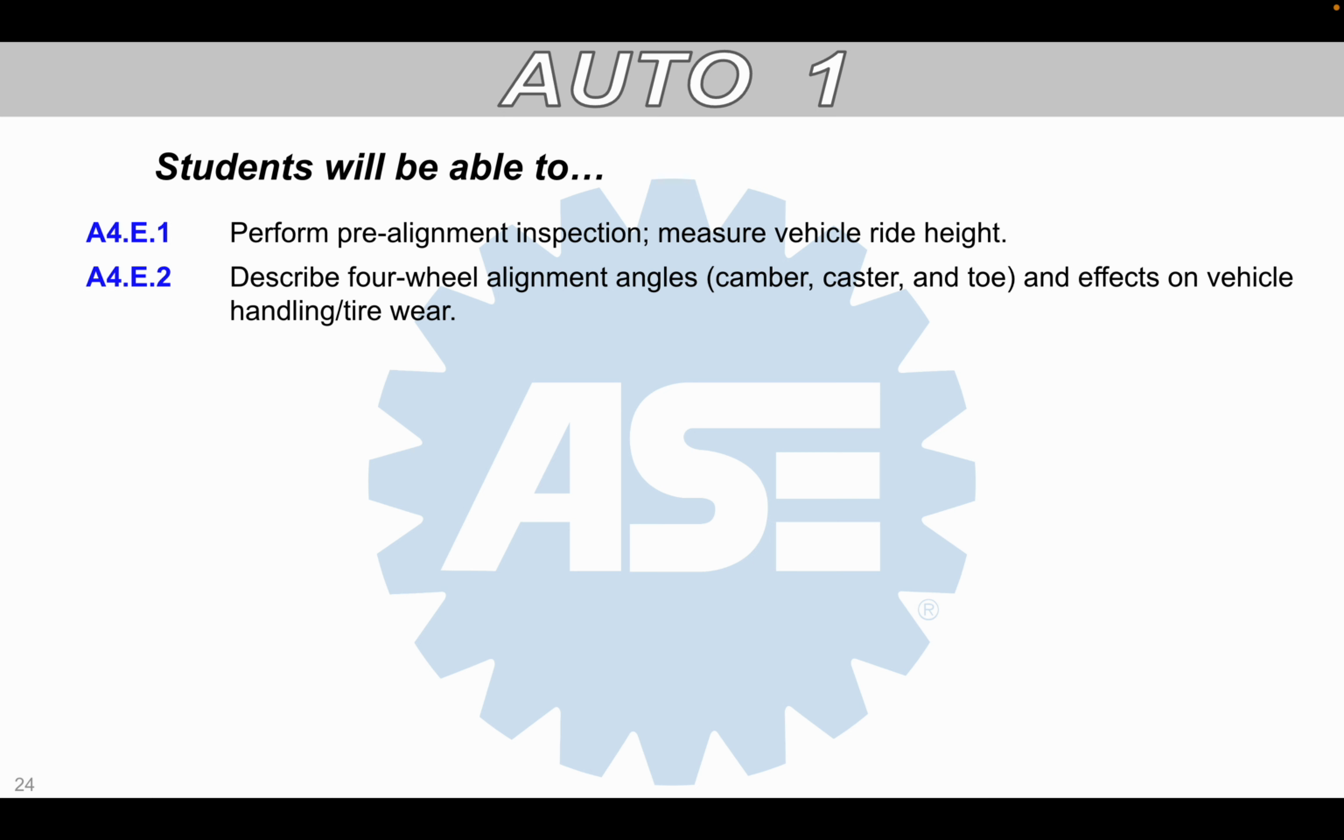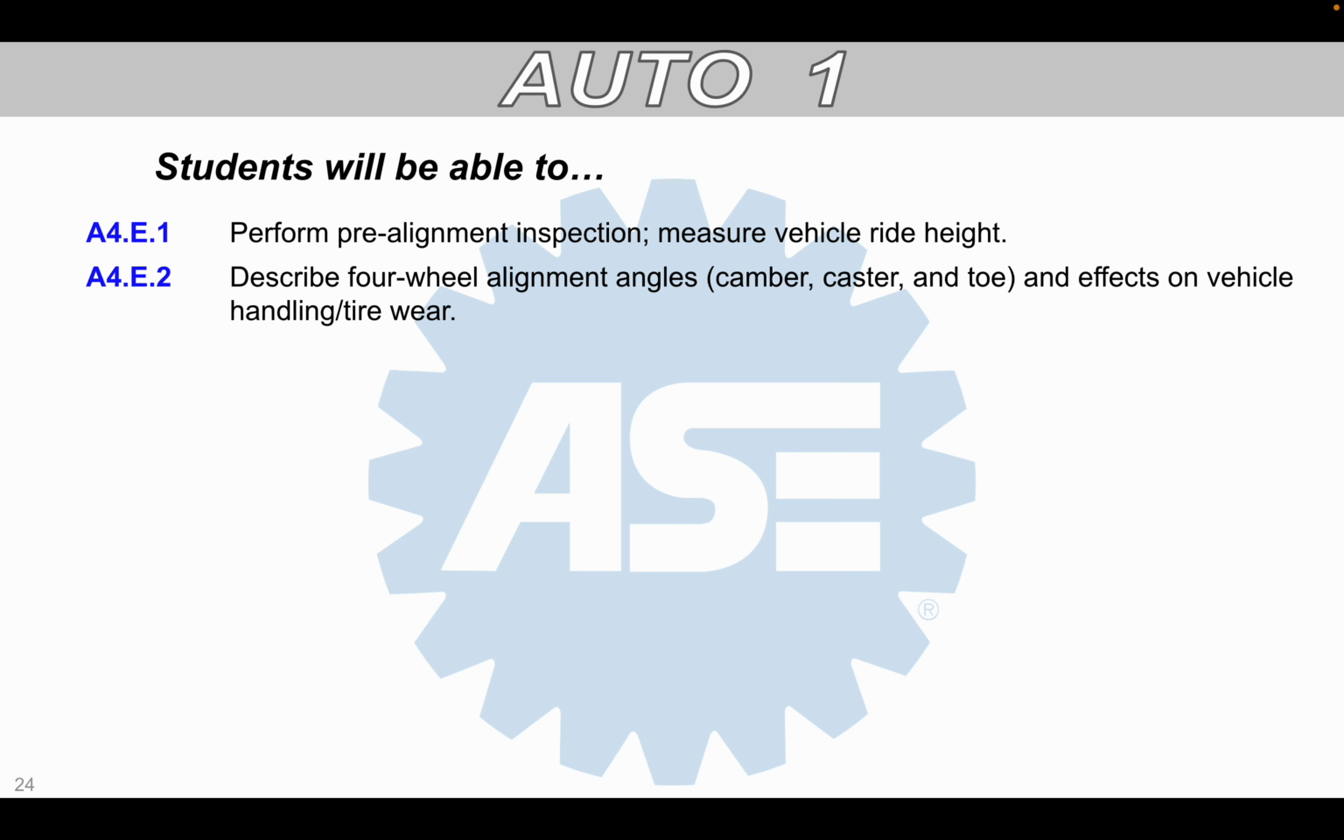So the objectives for ASE wheel alignment: students, you are going to be able to perform a pre-alignment inspection and measure vehicle ride height. You're also going to be able to describe four-wheel alignment angles, which include camber, caster, and toe, and the effects on the vehicle handling and the tire wear. So you can see immediately how this comes into consideration with some of the information that we just got done learning, right?